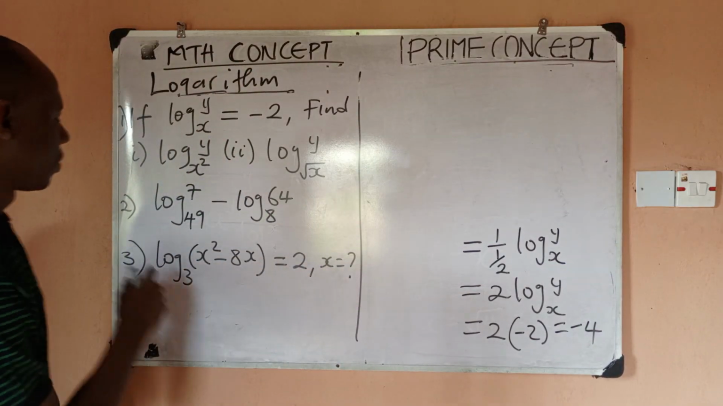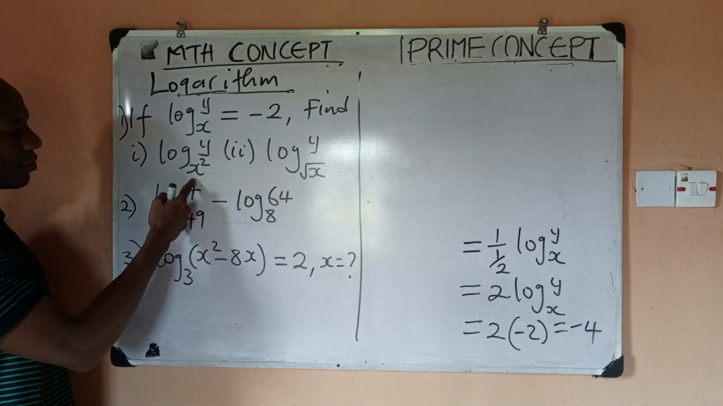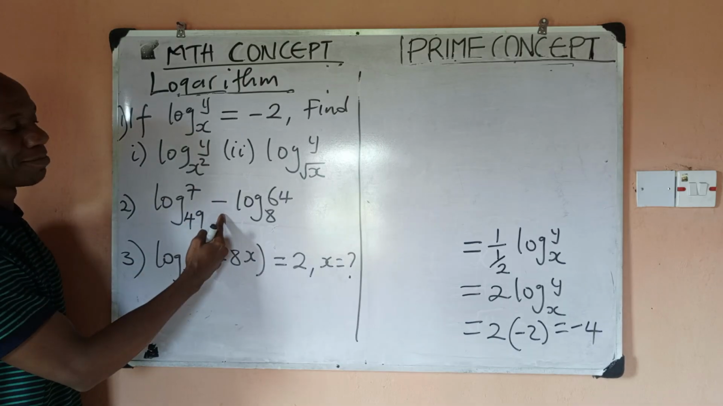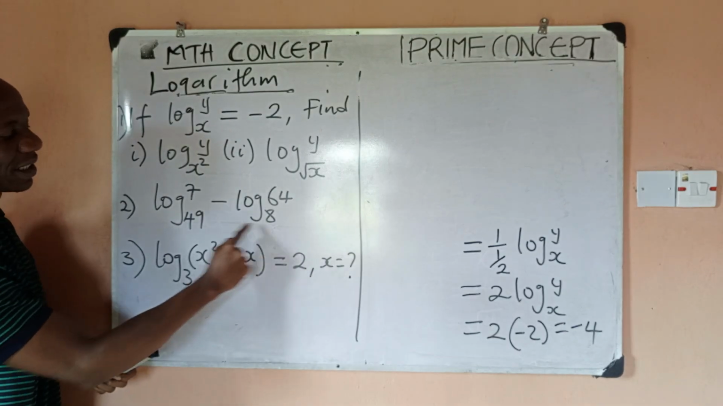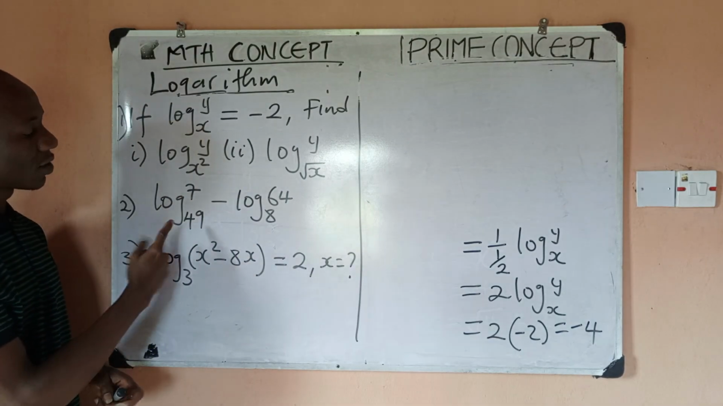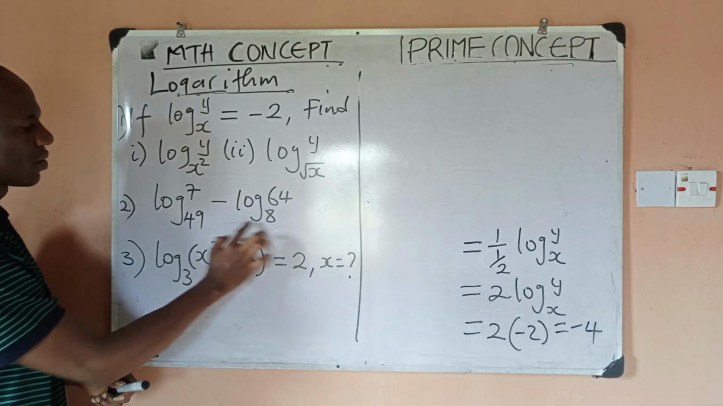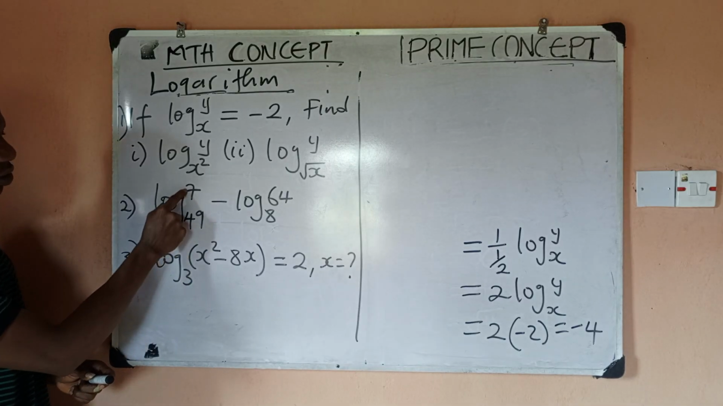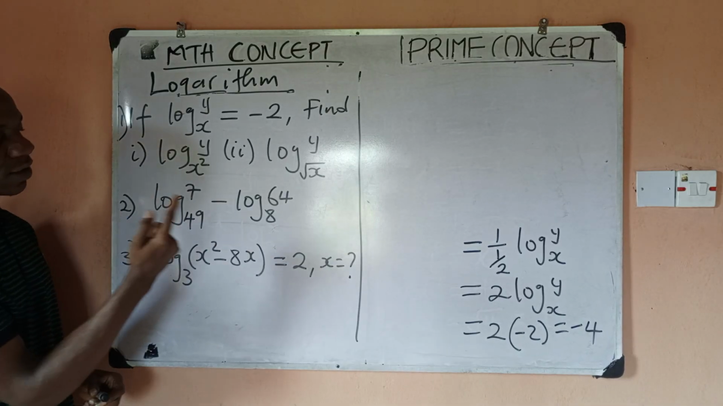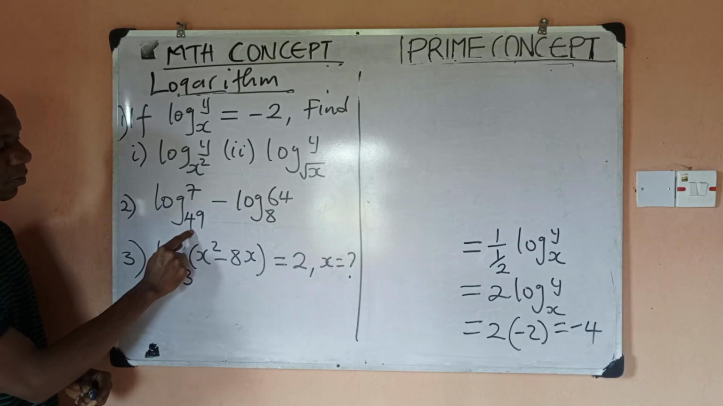Now question number 2 says we want to evaluate or simplify log 7 to base 49 minus log 64 to base 8. Now you notice that their bases are no longer the same, and there's nothing you can do to make the bases common, right? So you don't think about making the bases common. So first, you notice that there's a relationship between 7 and 49. There's a relationship between 64 and 8. So what is that relationship?